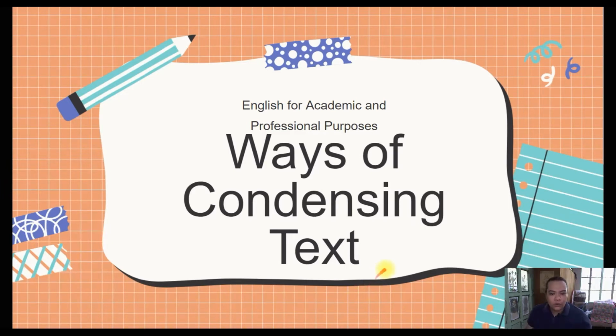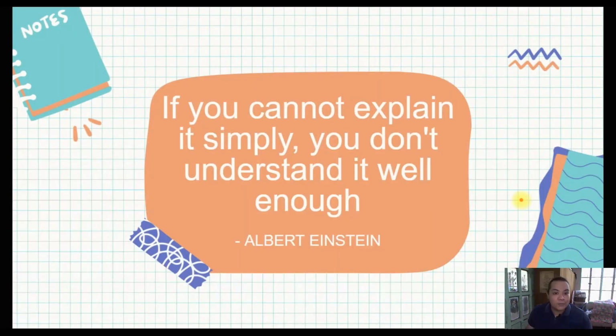So before we go on to the different ways of condensing text, let's first look at this quotation from Albert Einstein. This will be a recurring theme, or the message of this quotation will be a recurring theme in this lesson. It says, if you cannot explain it simply, you do not understand it well enough.